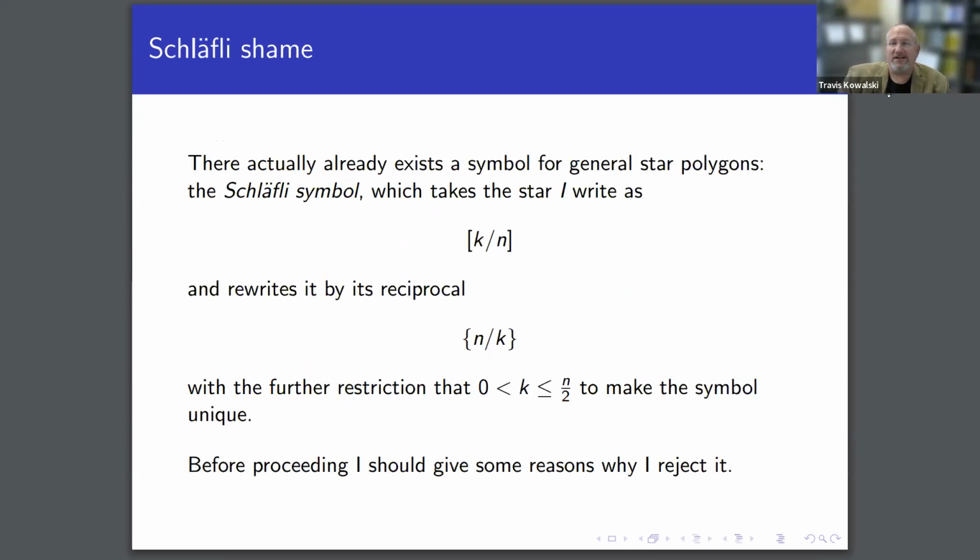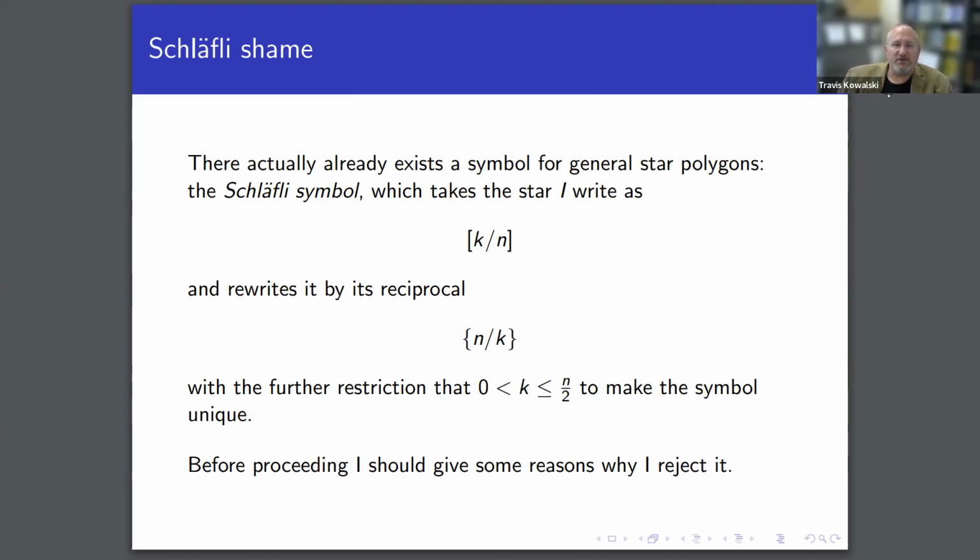Now, I'm going to have to point out that there is already a symbol that exists for star polygons, the Schläfli symbol, which came into being in around the 1850s and has been used for nearly the past 200 years. It takes the same star, but it uses the reciprocal. So what I'm calling the 2, 5 star, Schläfli would write as the 5, 2 star.